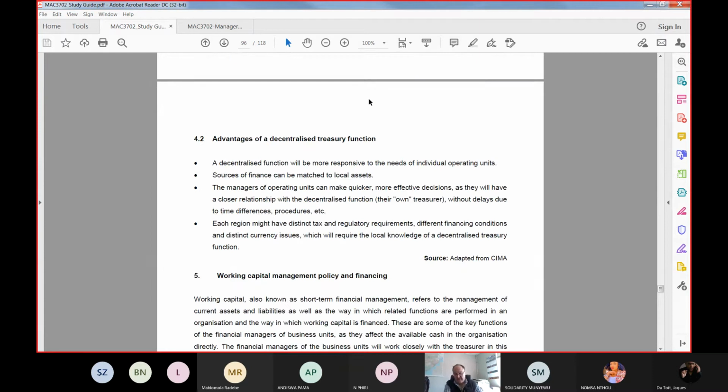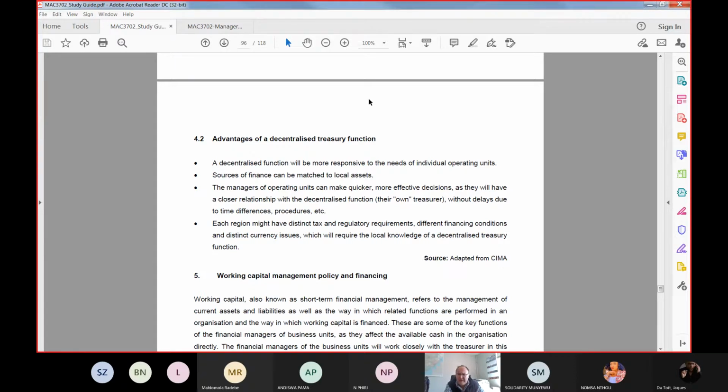Advantages of decentralization. I like decentralization for these reasons. It will be more responsive to the needs of individual operating units much quicker than the centralized. With centralized, there may be delays of money being transferred. Maybe they don't have funds. Obviously, now you're sitting with the money in your own country, you can make the decisions right there and then. Quicker is available. Sources of finance can be matched by local assets immediately.